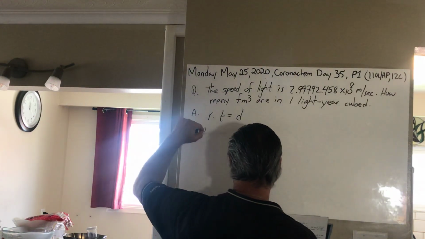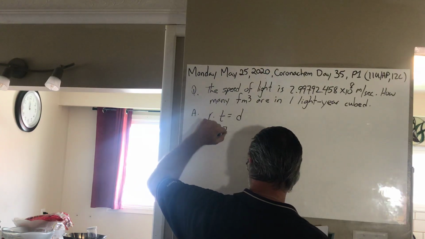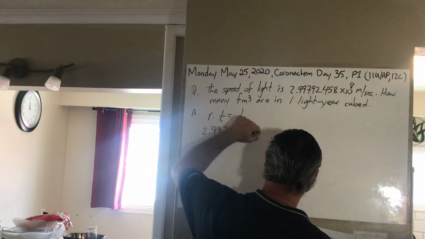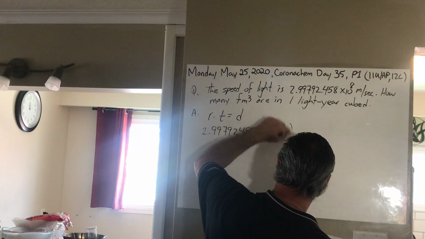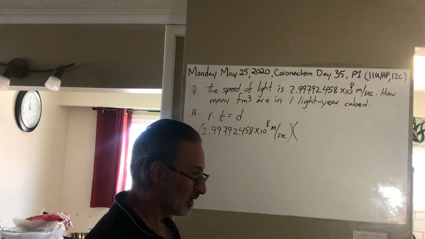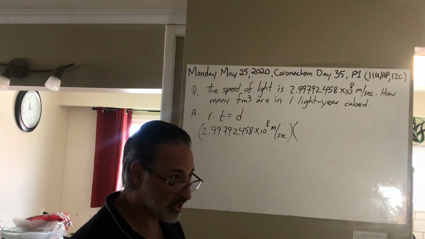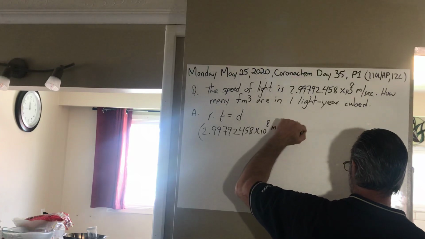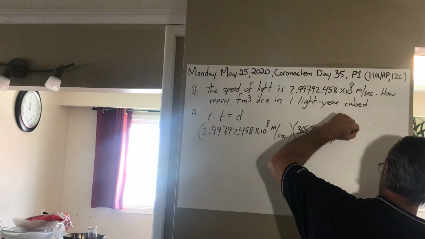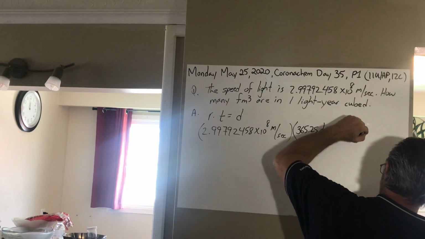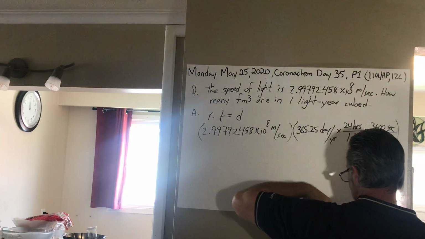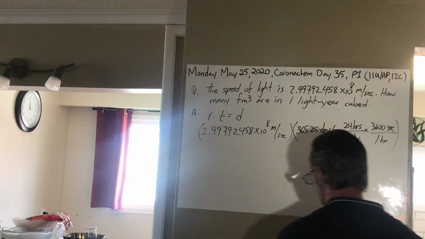Anyway, the speed of light then is 2.99792458 times 10 to the 8 meters per second times the time. Well, we know how much a year is, but we want to convert that into seconds. So we're going to start off with 365 days in 1 year times 24 hours in a day times 3,600 seconds in an hour. If I have to explain that to you, you haven't been paying attention in class.